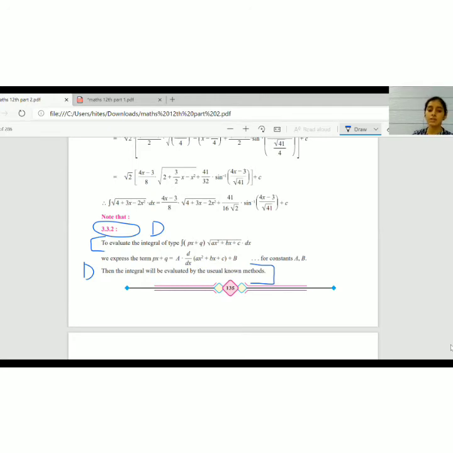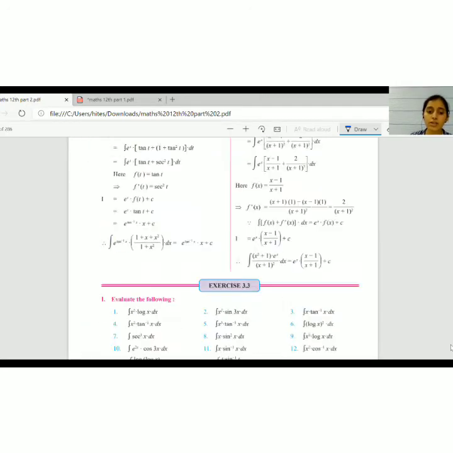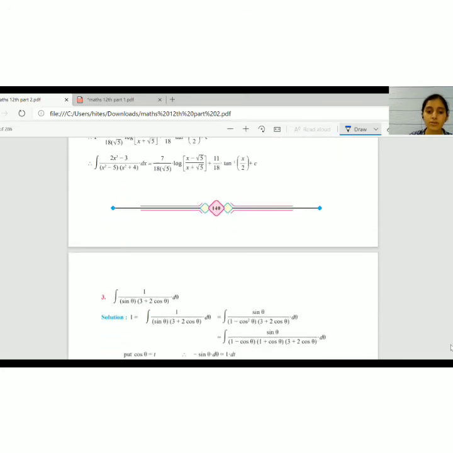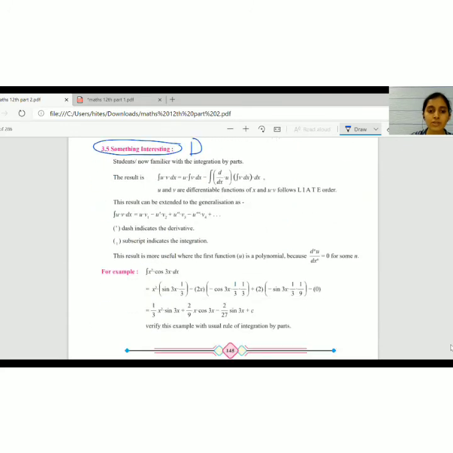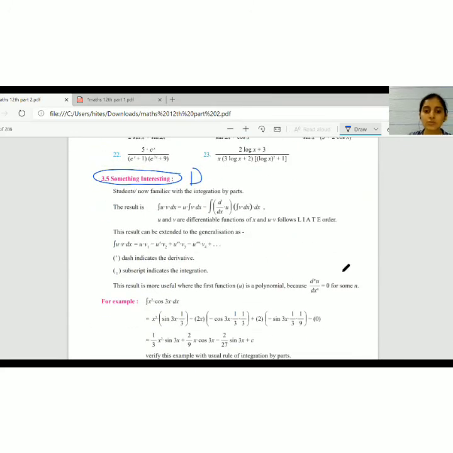Okay, that's the only thing that is not there. And there's something interesting, so let me come to that also. Students are now familiar with integration by parts. The result is given over here. Okay, and what have they done?